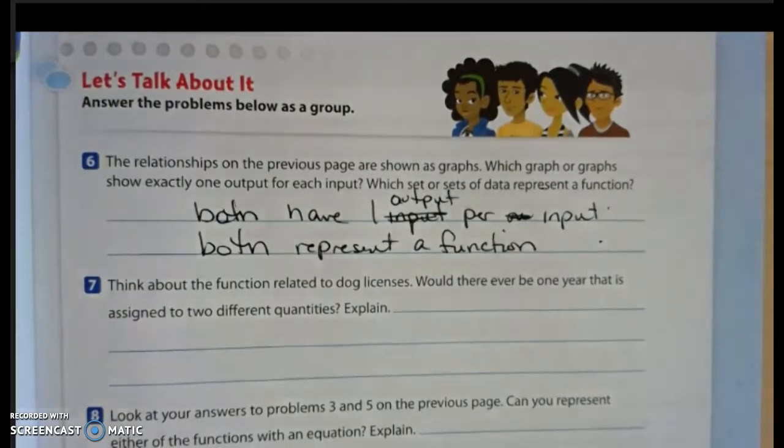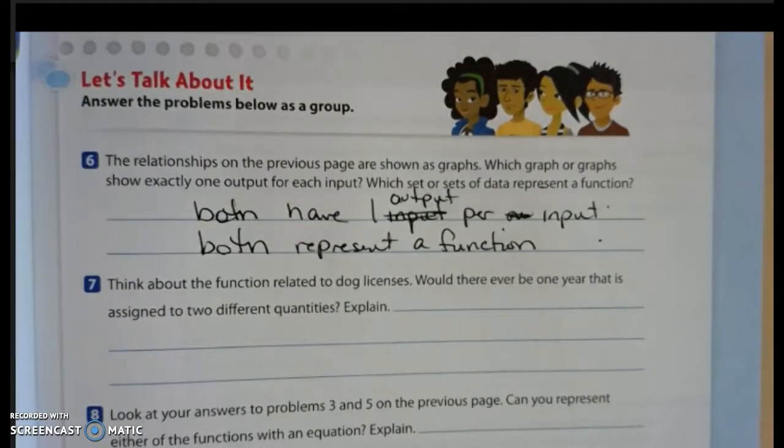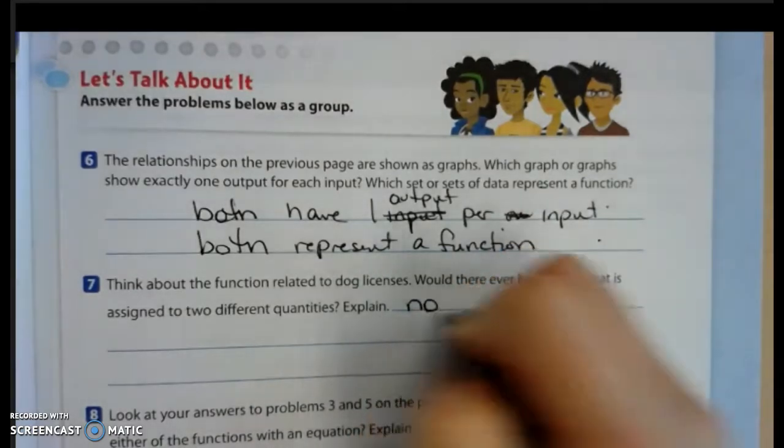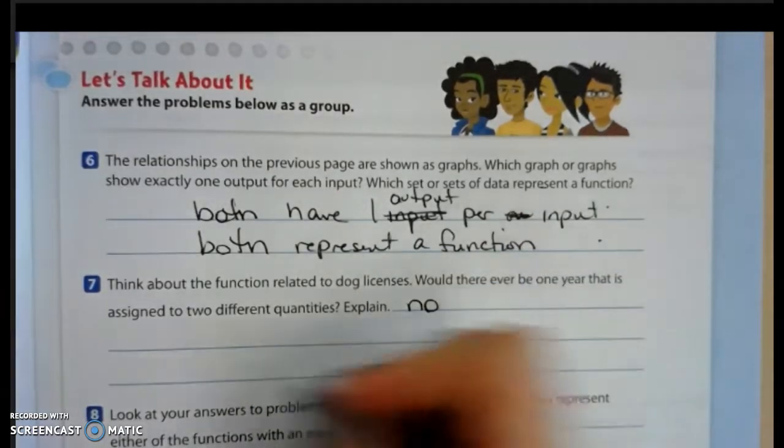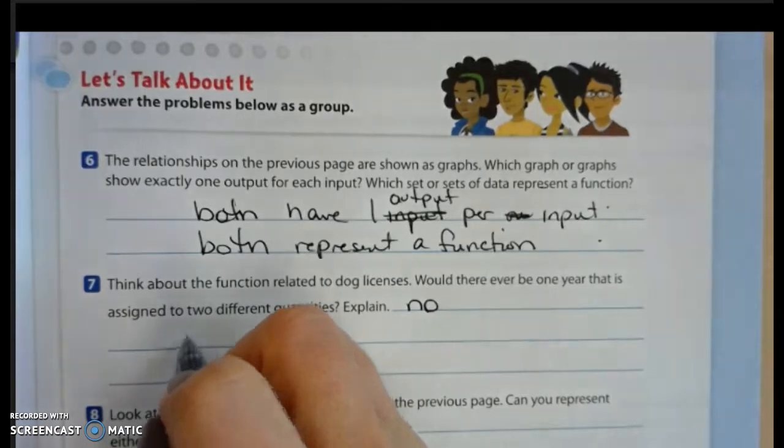Number 7, think about the function related to dog licenses. Okay, that was the first one. Would there ever be 1 year that is assigned to 2 different quantities? Talked about this as well. Can we repeat a year because we didn't like the sales? No. Once the year is over, it's done. There's no do-overs. We can do better the next year, but we cannot fix the year that has passed. So your answer here is no, because we could never repeat an input.